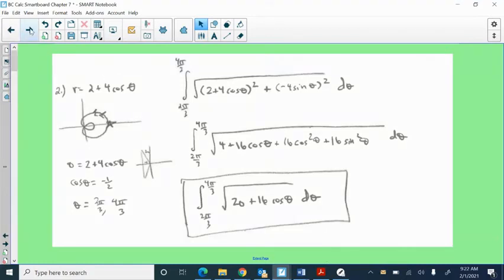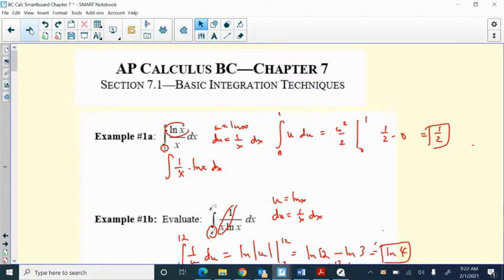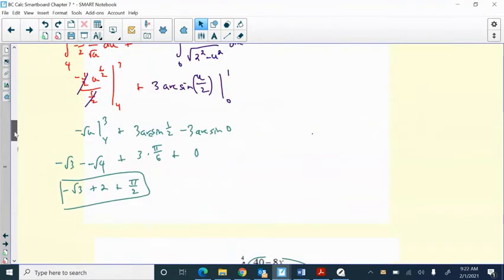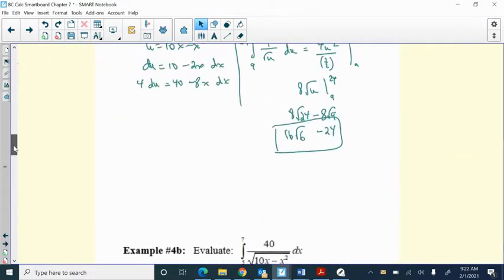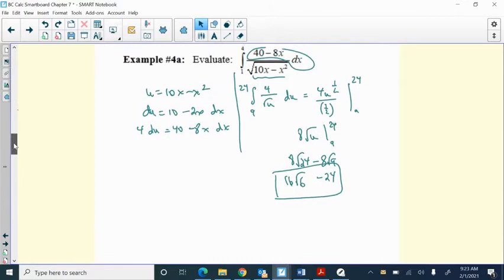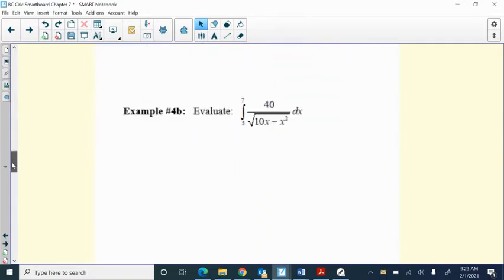Okay, so I want to follow up on the second video with the rest of the notes here, on the rest of, again, considering basic integration techniques. And so we had left off with 4a, and that was a perfect u substitution because we had the 40 minus 8x that was a multiple of our du. Here, we just have 40.